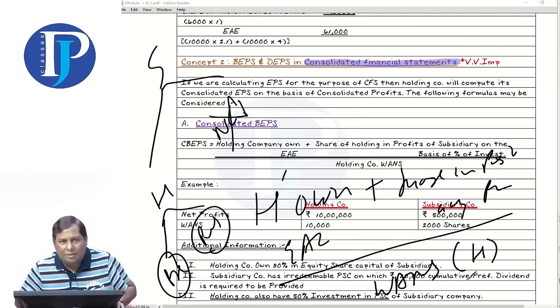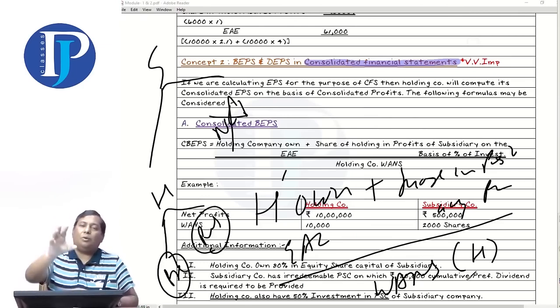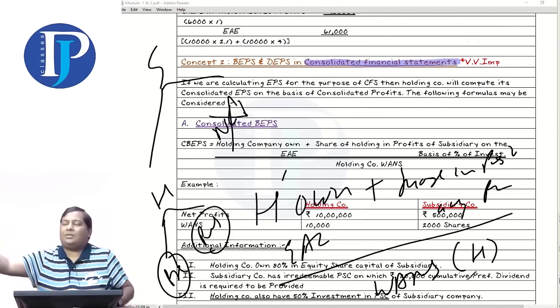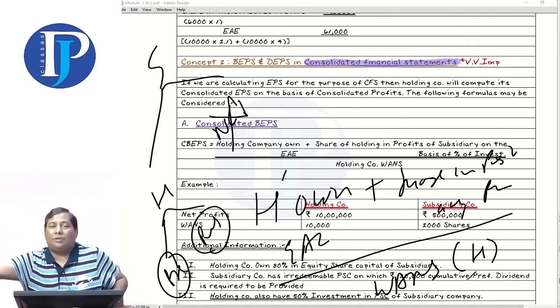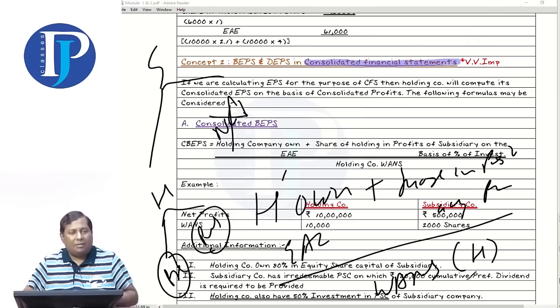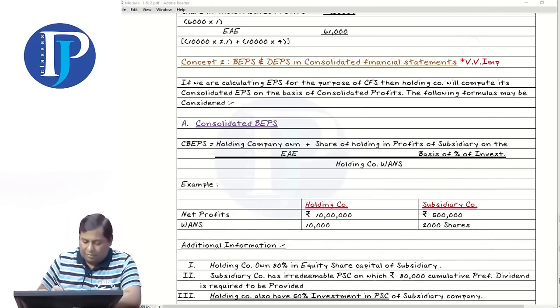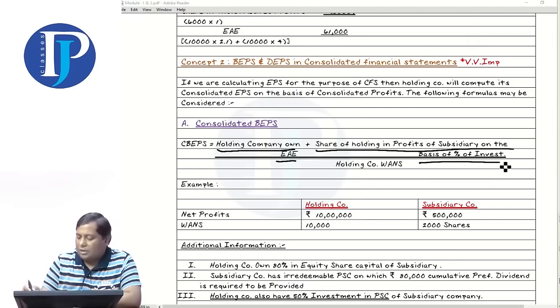So when we calculate the EPS in CFS, it's a very simple concept. You add the holding company's own EAE to the subsidiary company's post acquisition profit. Then we will find its average and use it. First is holding's own EAE, and next is its share in the subsidiary's post acquisition profit, divided by own shares.